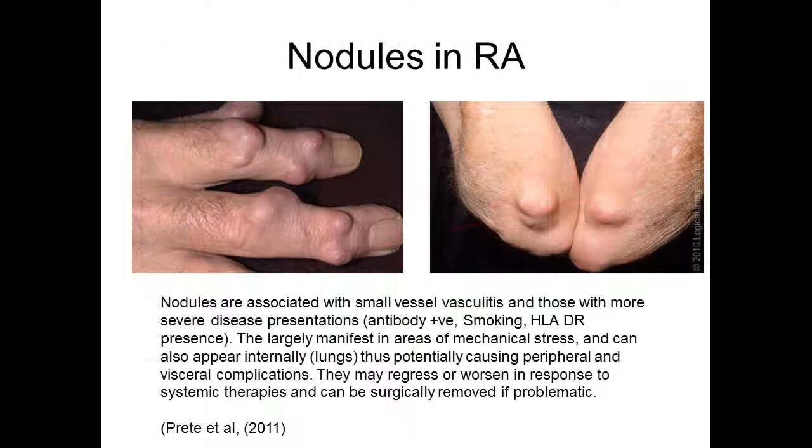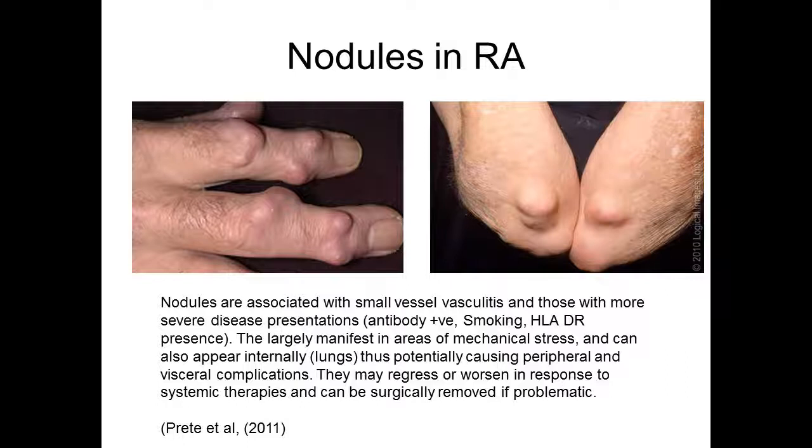Another extra-articular feature is nodules in rheumatoid arthritis, less common now because we have better control of the disease, but associated with subgroups of patients. Nodules are associated with small vessel vasculitis, and with those with more severe disease presentations who are antibody positive, who smoke, and with the presentation of HLA-DR. We know that smoking is associated with more severe disease progression because of the citrullination of protein and the formation of autoantibodies against that. This largely manifests in areas of mechanical stress and can also appear internally in the lung, thus potentially causing peripheral and visceral complications. They may regress or worsen in response to systemic therapy and can be surgically removed if problematic.